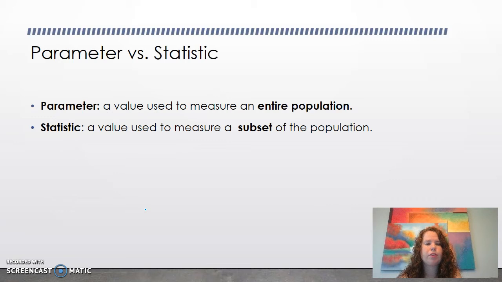Parameter versus statistic. A parameter is a value used to measure an entire population. A statistic is a value used to measure the subset of the population or the sample of the population, as we've already discussed. We don't typically use parameters a whole lot because it's not feasible in day-to-day statistics measuring.